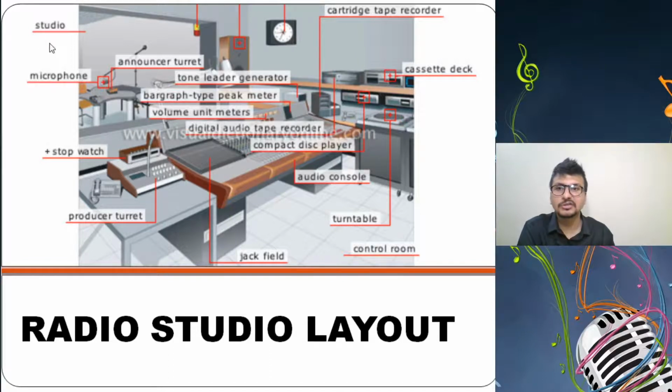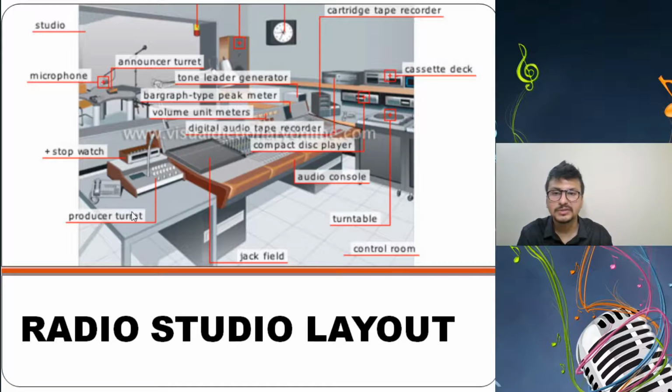Let's start with the studio. This is the entire studio. You can see the mics kept on a tripod stand. This is the microphone, the announcer turret. At the bottom you can see a curved wire, the announcer turret. Here is a stopwatch. This is generally synchronized with the GPS of the radio stations. And here the timings come in hours, minutes, seconds.